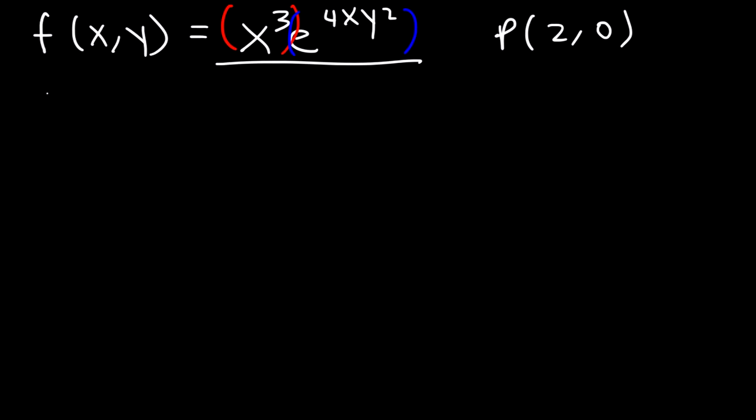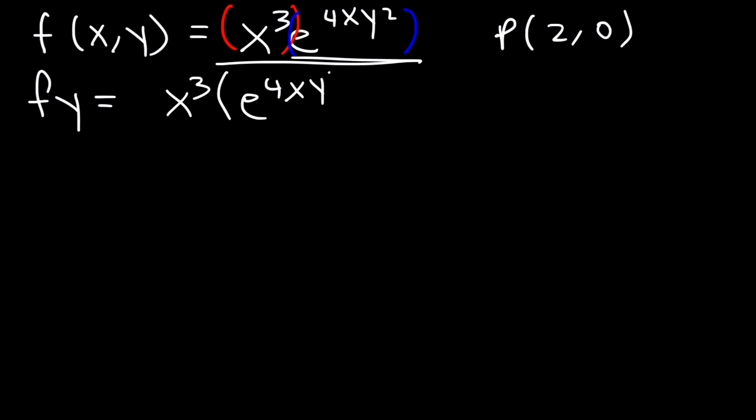So let's start with fy, because we don't need to use the product rule. So it's going to be the constant, which is x cubed, and then all we got to do is differentiate e to the 4xy squared, which is going to be the same thing, e to the 4xy squared times the derivative of 4xy squared. So 4x is a constant, and the derivative of y squared is 2y. So now we can plug in the point 2, 0.